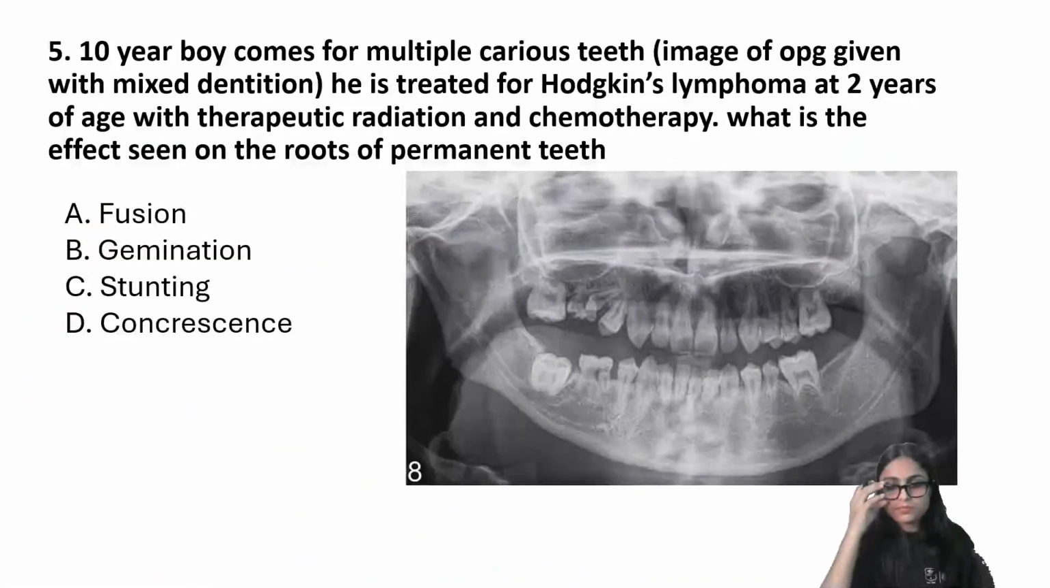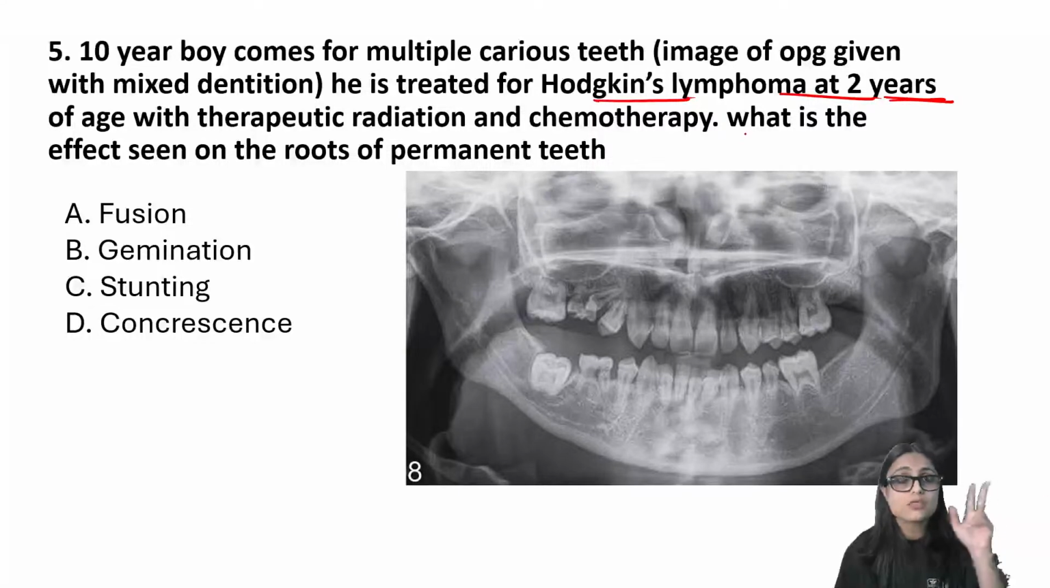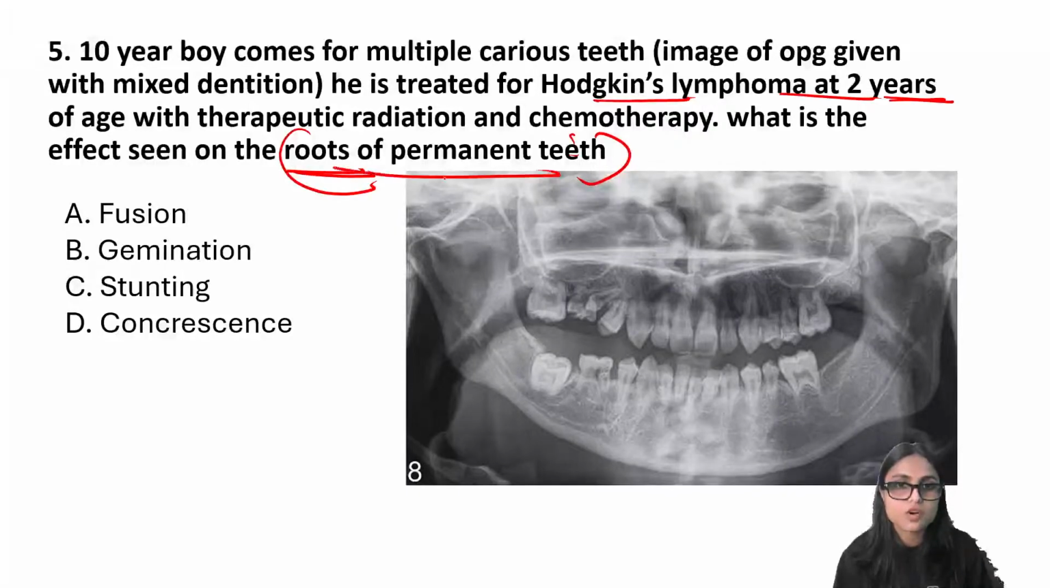Now, moving on to the fifth question. A 10 years old boy comes for multiple carious teeth. Okay. And there is an image of an OPG given. And they have given a medical history that he was treated for Hodgkin's lymphoma at 2 years of age, with radiotherapy as well as chemotherapy. Okay. What is the effect seen on the roots of permanent teeth? Roots of permanent teeth.